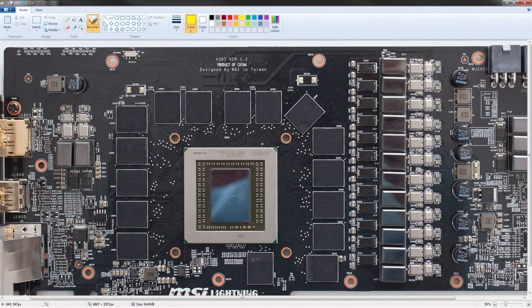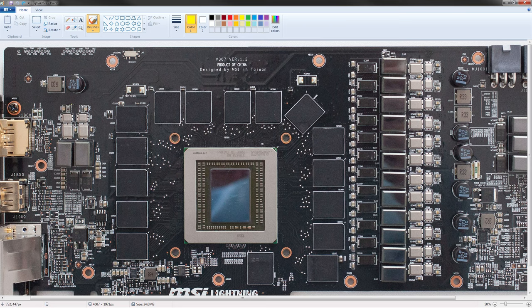So this is quite possibly, no, it's definitely the best R9 290X PCB ever made, or at least available to the public. There might be some special prototypes that were better, but you can actually buy this one. So let's first go over just what VRMs we have on the card.